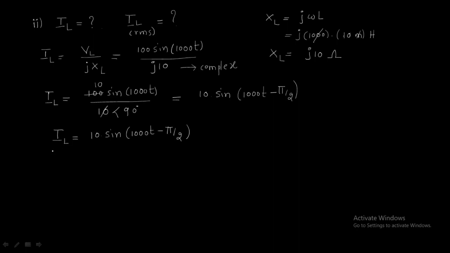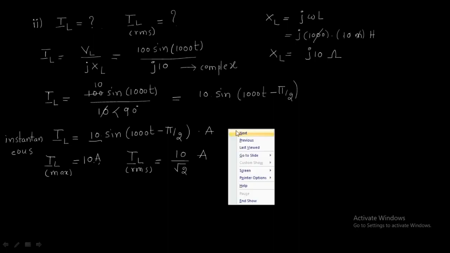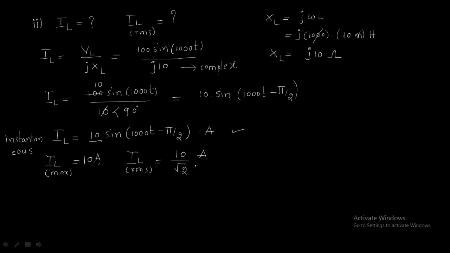This is the instantaneous current. And from this, what is the maximum current value? The maximum current value is 10. We can find the RMS current from here. RMS current equals maximum current by root 2, so 10 by root 2 amperes. The units are amperes. So this is the instantaneous current through the inductor, and this is the RMS current through the inductor.